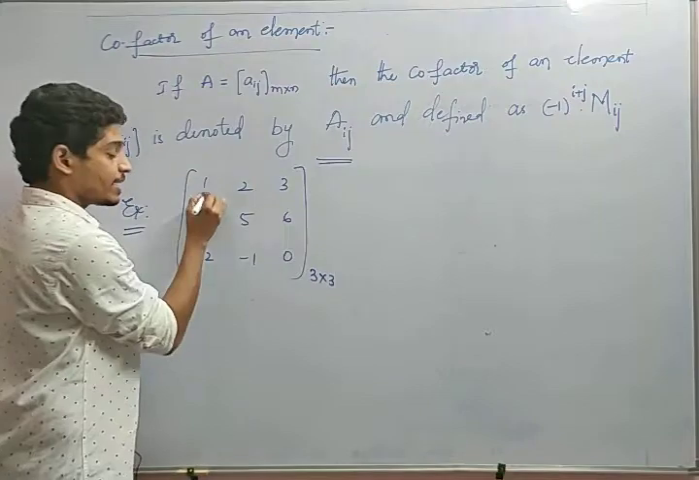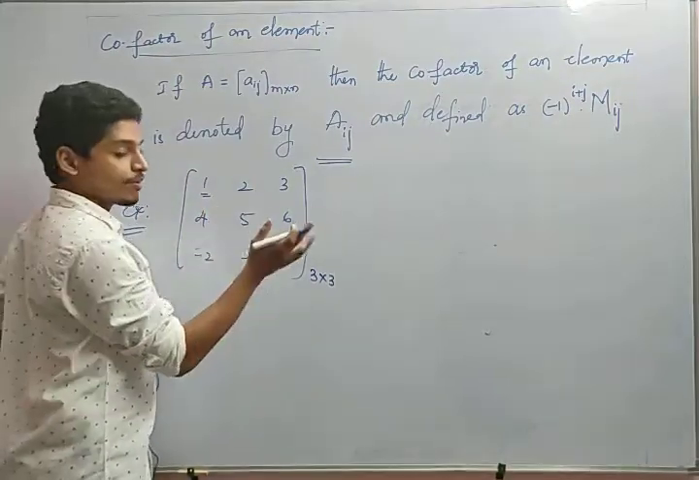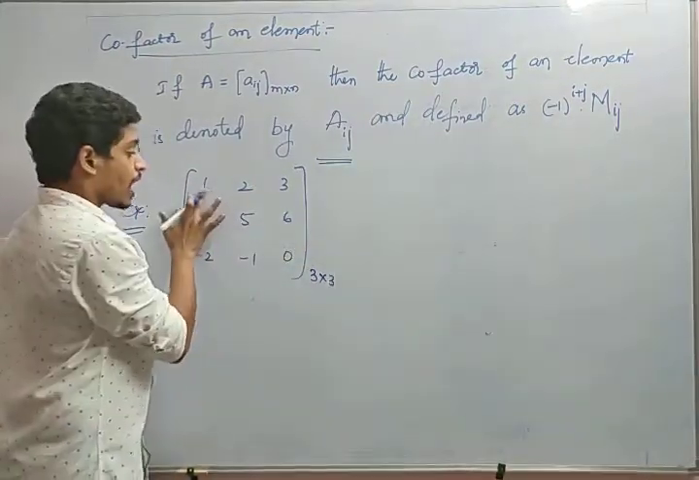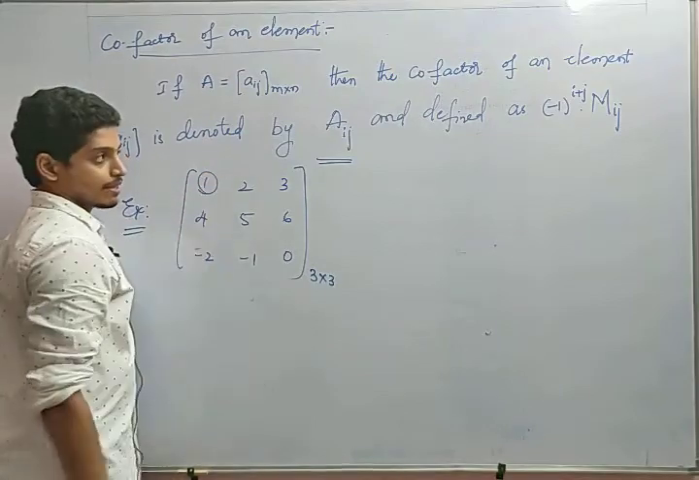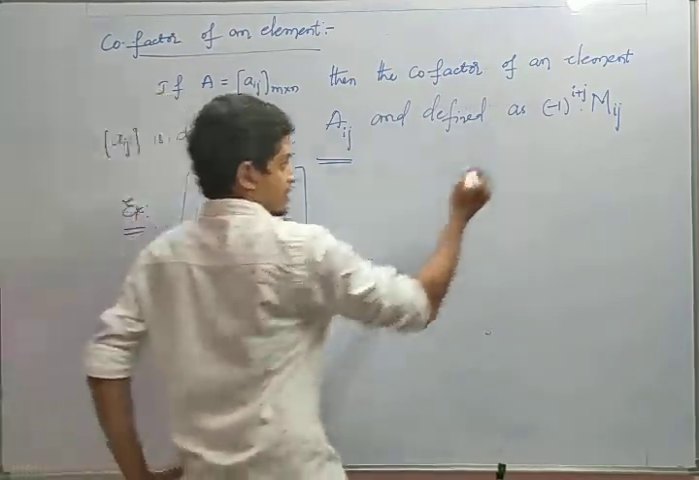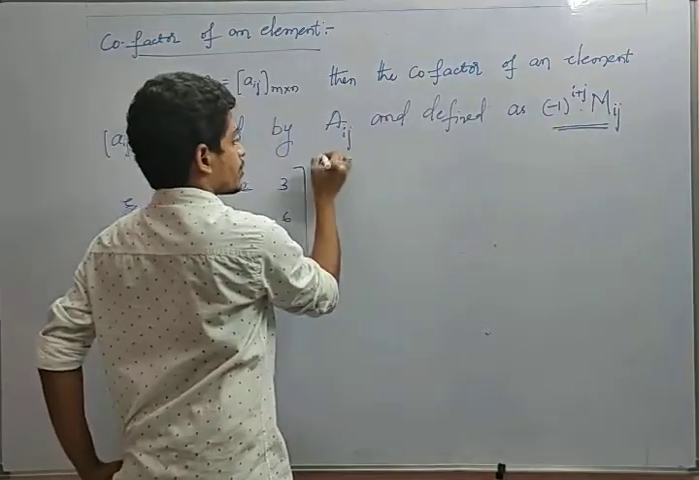For this element one cofactor will be there. This element, cofactor will be there. For every element, cofactor will be there. How to calculate cofactor for this element? See, this is the formula for the cofactor, and the cofactor is denoted by capital Aij.